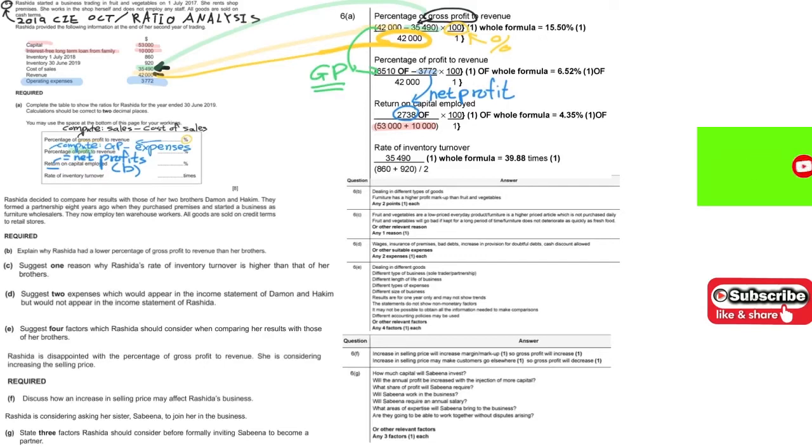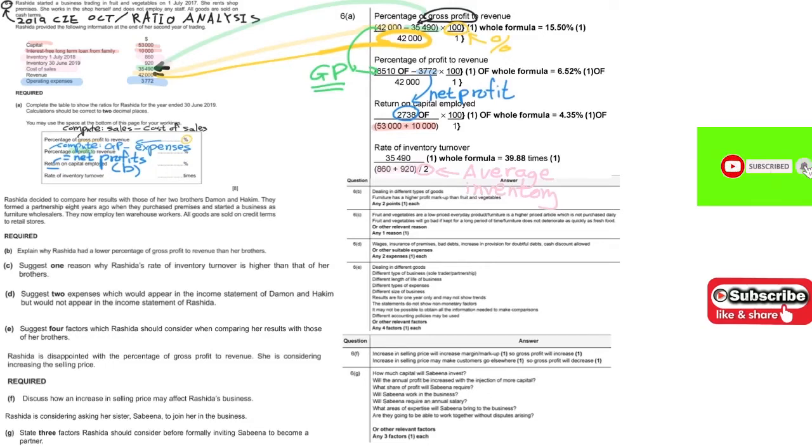The opening inventory will be 860, and the closing inventory will be 920. You make use of these two and divide it by 2 to get the average value. This is the average inventory. So remember, you have to divide it by 2.